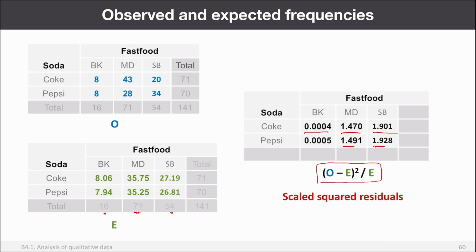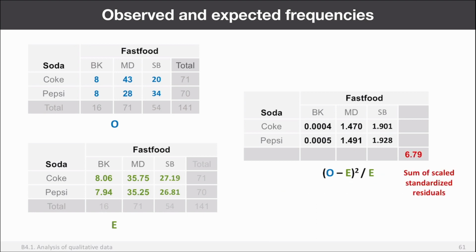Okay. So what to do with squared residuals? Well, we can compute a statistic. We can accumulate them. We can compute a sum of squared residuals. It's similar to sum of squared errors. So we simply take a sum of all these values, and that will be our statistic. That's the sum of squared residuals. And this is what we know as a chi-square.